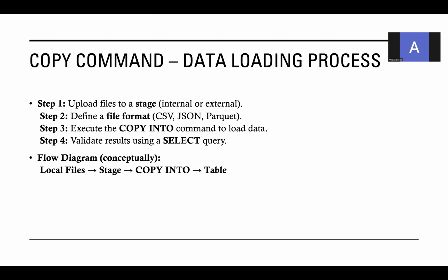The flow diagram is local files to the stage, to COPY INTO, to the table. If it is from an external stage, it goes from cloud storage to the stage, from there into COPY INTO, then into the table.